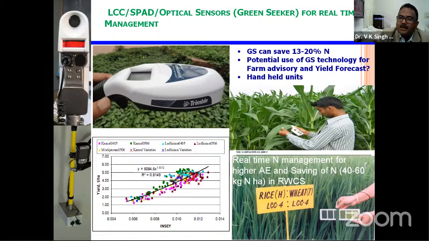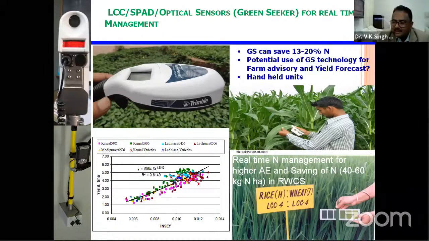So this kind of real time yield management approach can save our nutrients, save our water quality, and enhance the productivity. So this is one approach.